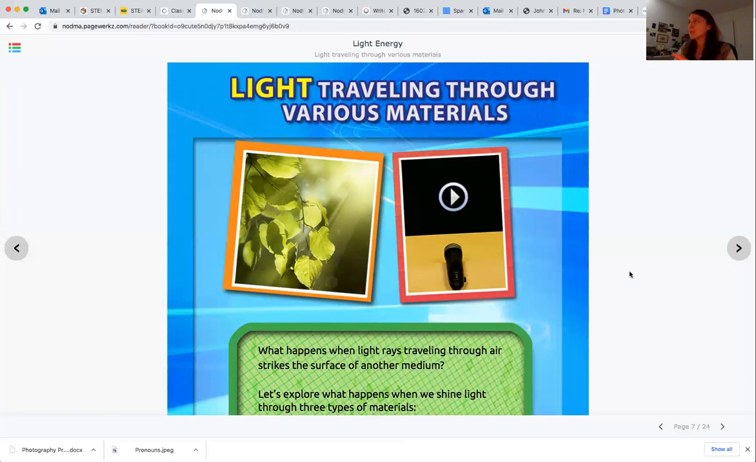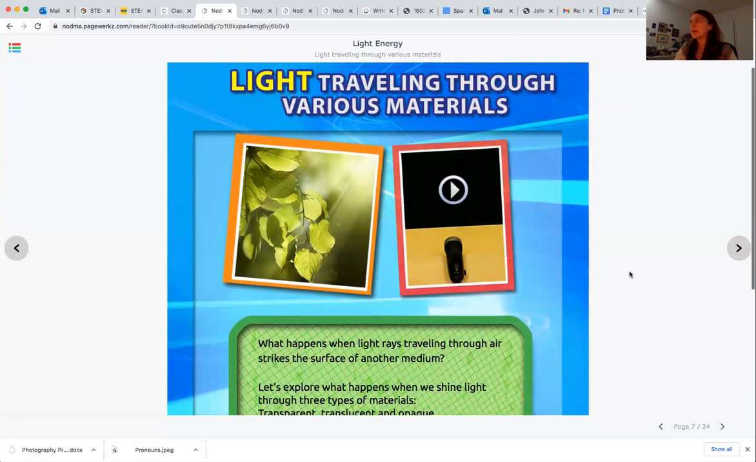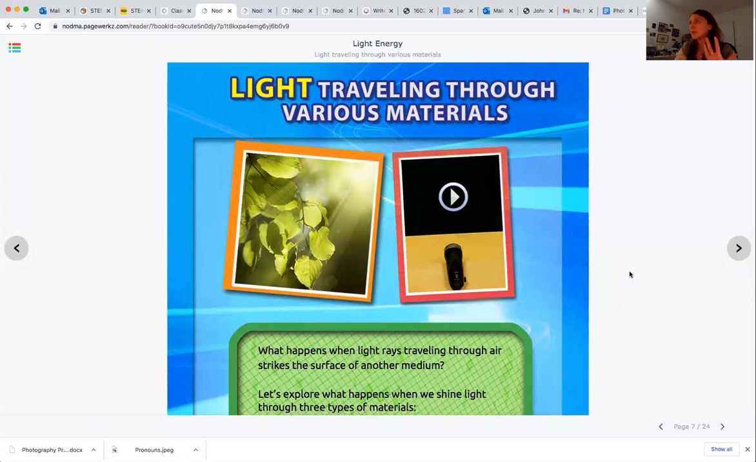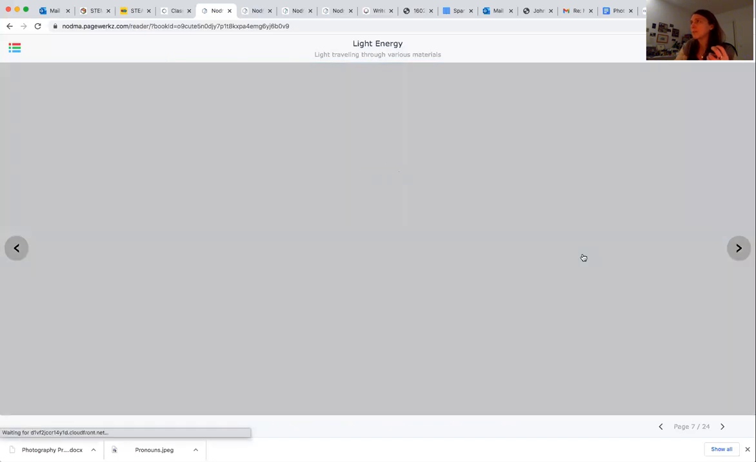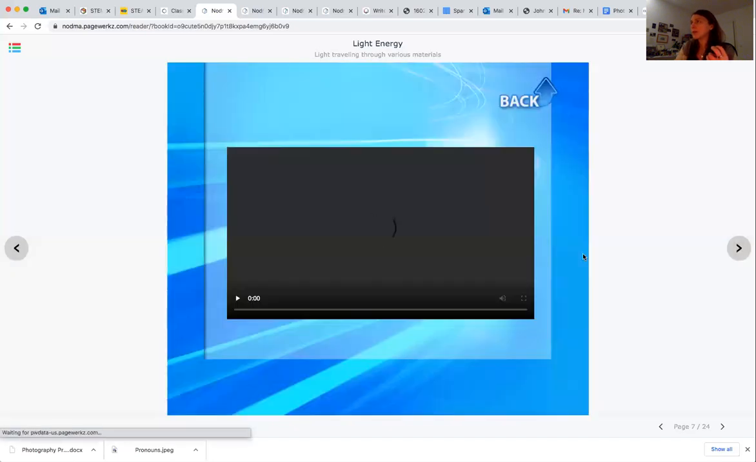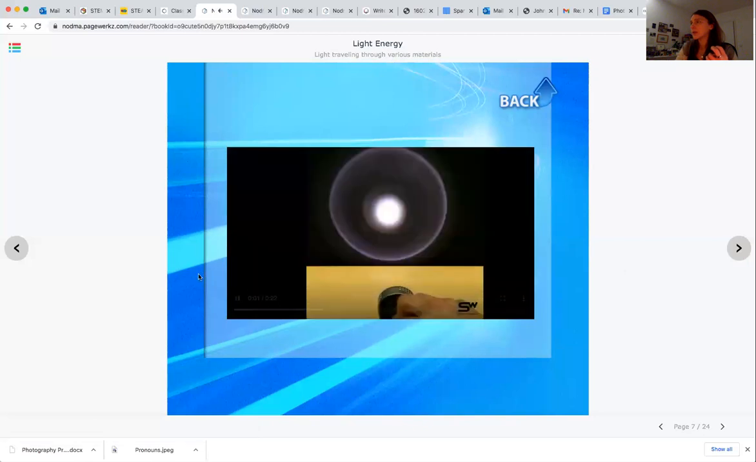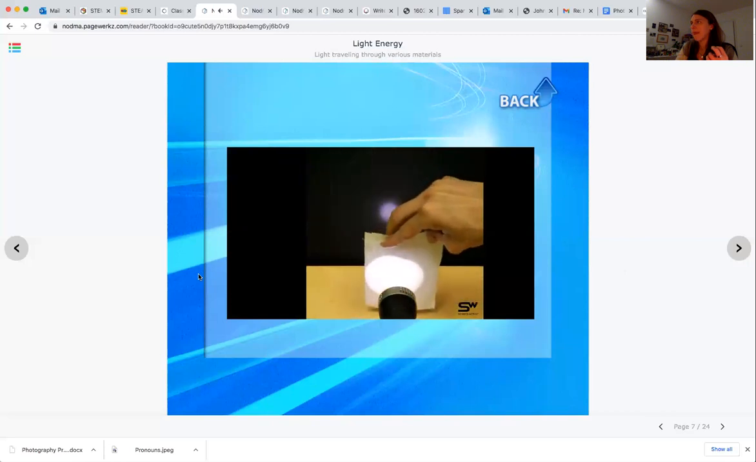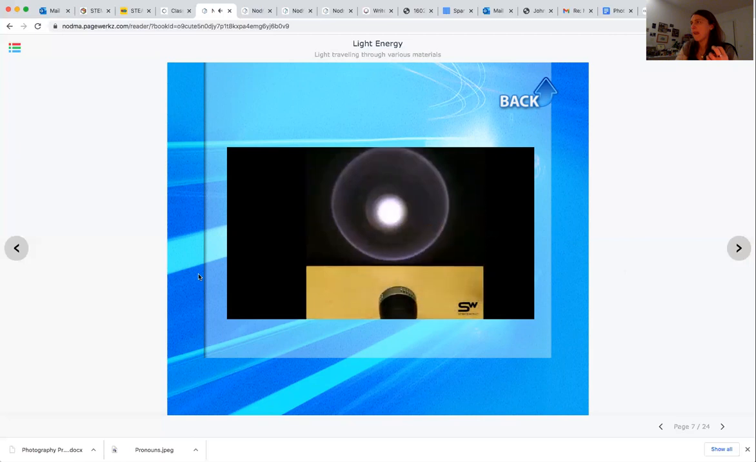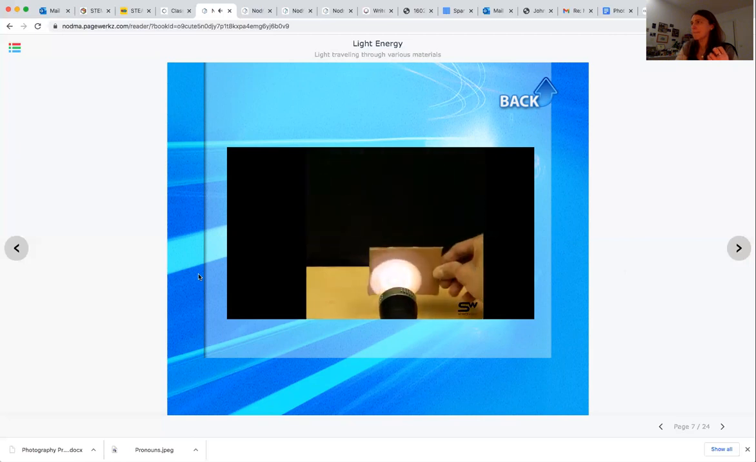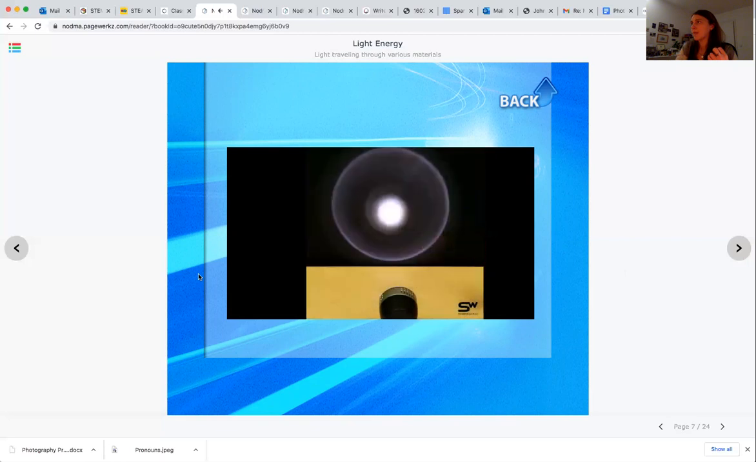The last one that I wanted to come to was basically how light travels through different materials. I love this one because the idea is that they can also try this at home through observation. Try this with your own objects. Take a look. Is that translucent, transparent, or opaque? How much light gets through? Why do you think this is so?